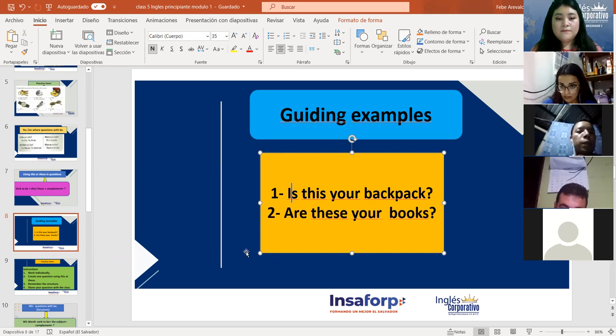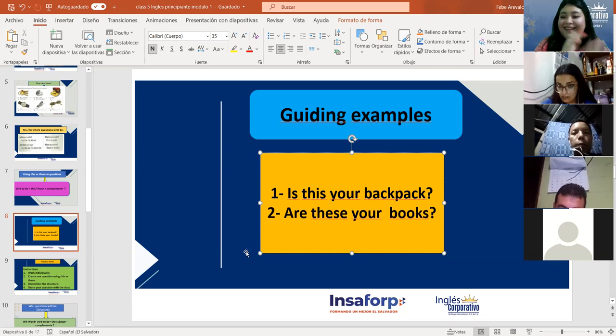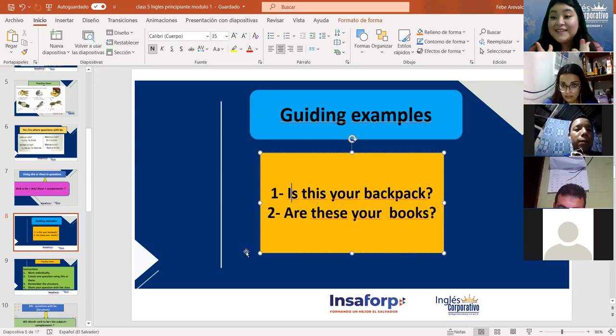Number two. Are your books. Excellent, very good. Are your books when you have like five books, right? Okay, plural. Es por eso, ¿verdad, Miss? Exactly, there you have it, plural, excellent. That's when we use this. For example, let's suppose I have two agendas. So, are these your agendas? Excellent, thank you, William.